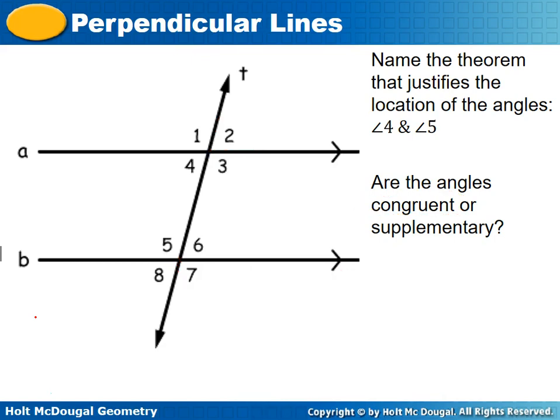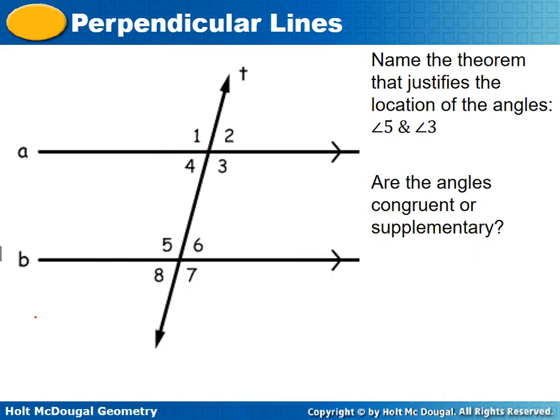Then we got 4 and 5. This one here and this one here, and they're on the same side of the transversal and inside the parallel line. So these are same side interior. And if you notice, they're not the same shape, so they would have to be supplementary.